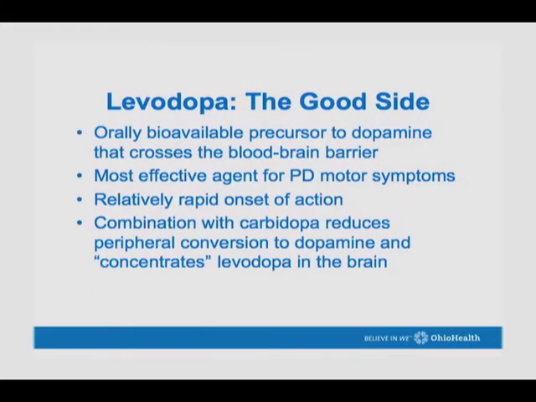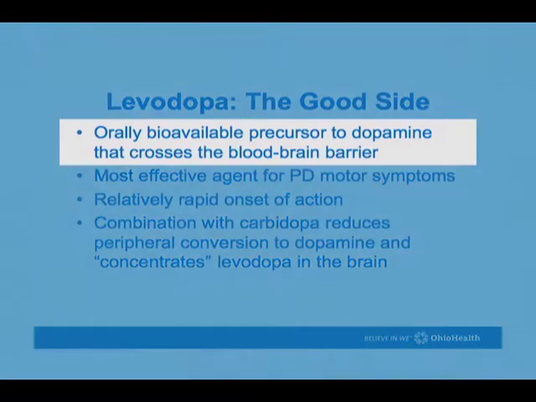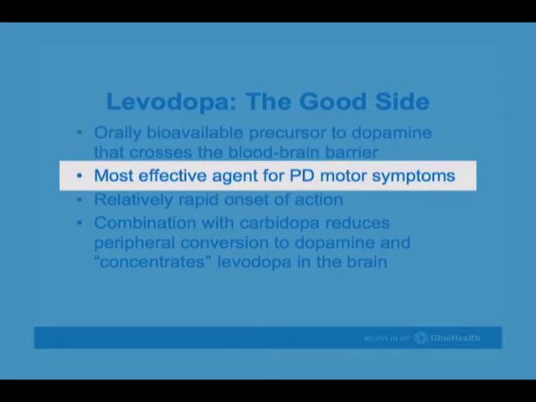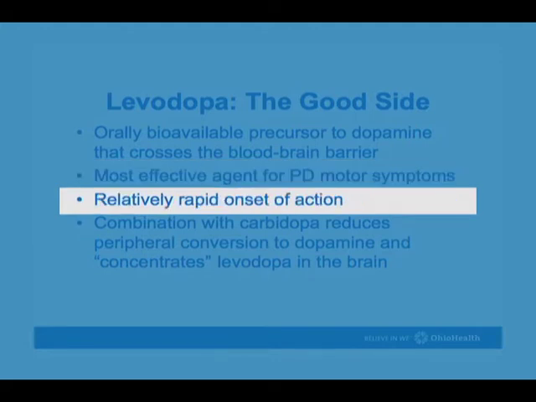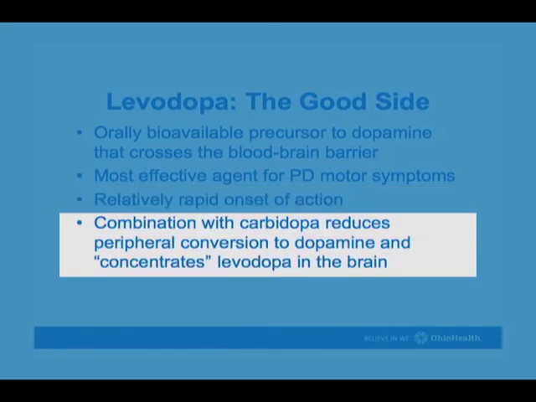So the good side, the levodopa, you can take it by mouth. It crosses the blood-brain barrier, it's called, gets into the brain. In most people, it's the most effective agent for those cardinal tremor, rigidity, bradykinesia movement symptoms. Relatively rapid onset of action, about half hour, 45 minutes, depending on the person. Carbidopa reduces that peripheral conversion to dopamine and concentrates the levodopa in the brain.